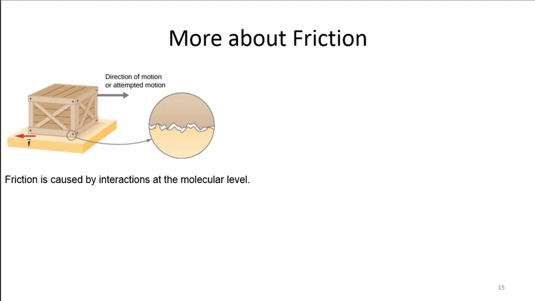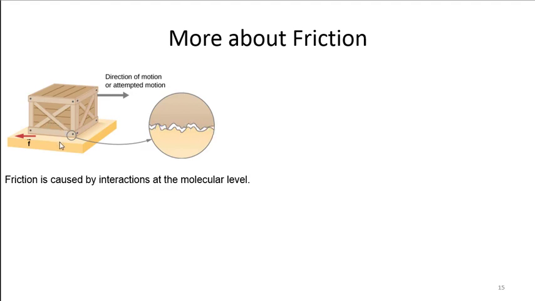Let's take a closer look at friction. The reason we have friction is due to interactions happening at the molecular level. The surface of this crate is slightly jagged, and the surface of this ground is slightly jagged. So when you're sliding this object across this surface, it takes some extra force to get it to move.